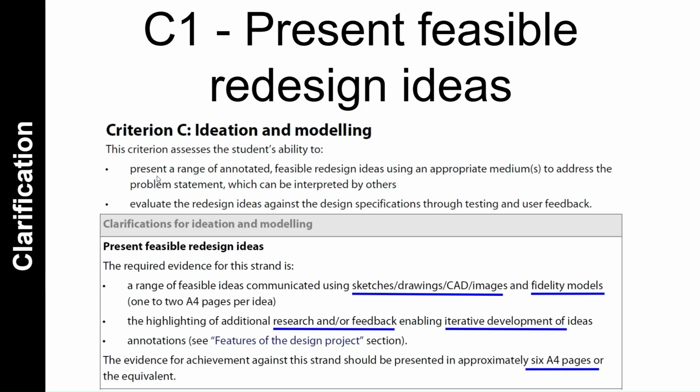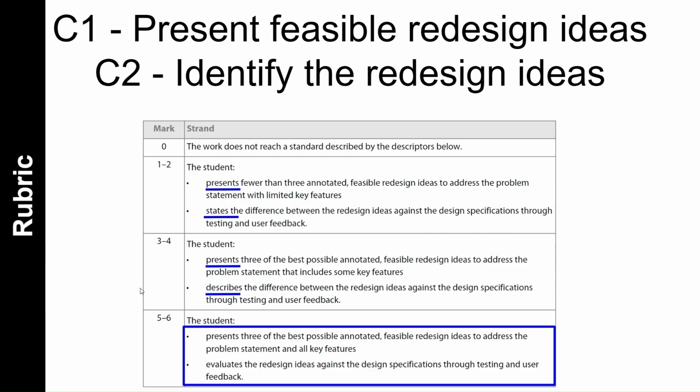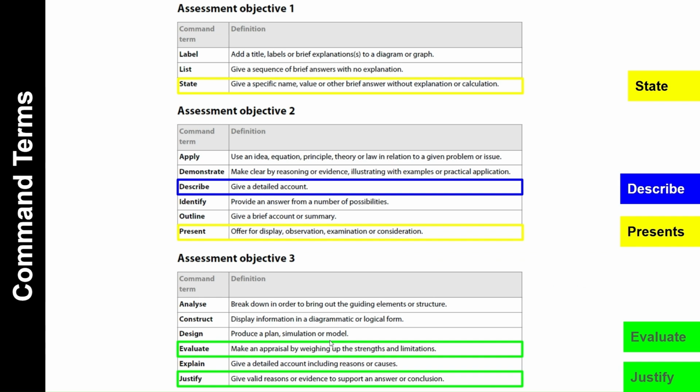For Criterion C, what you've basically got to do is present a range of annotated feasible redesign ideas using the appropriate mediums to address the problem statement, which can be interpreted by others. And then for C2, you've got to evaluate the redesign against the design spec through testing and user feedback. For C1, if we look at the rubric, it does state that we just have to present 3 of the best possible annotated designs.